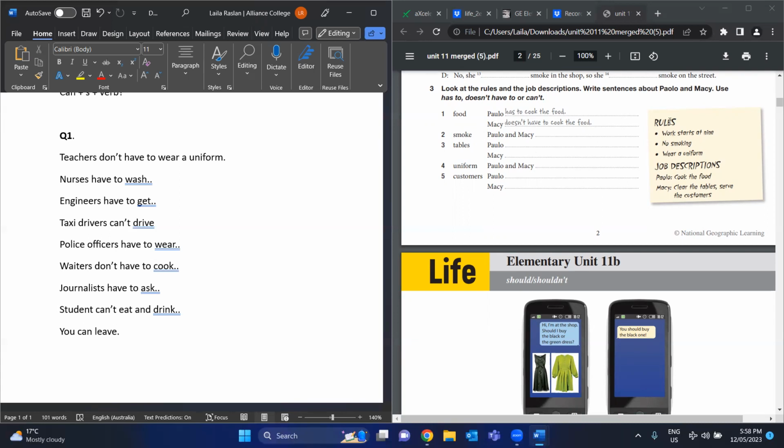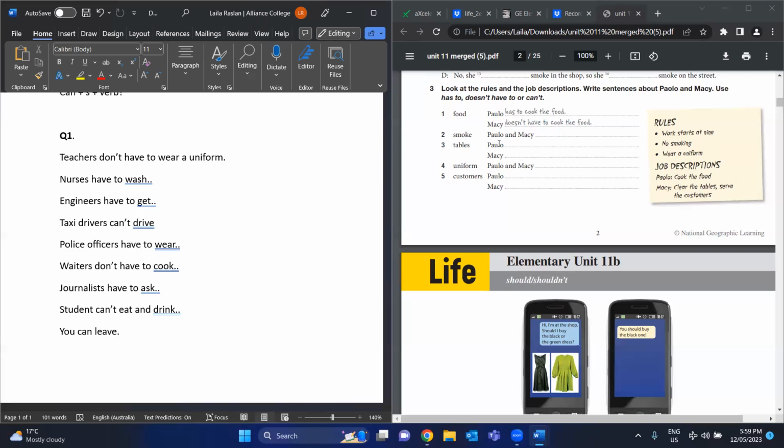Okay, so if I look at the rules, they both start at 9. Their work starts at 9. No smoking, so they can't smoke. It's not possible. They must wear a uniform. They have to wear a uniform. The job description, Paolo, he cooks the food. He must. He has to. But Marcy, she's the one that cleans the table, clears the table, serves the customers. So number 1, Paolo and Marcy can't smoke. They're not allowed to.